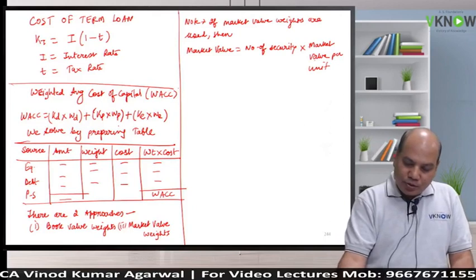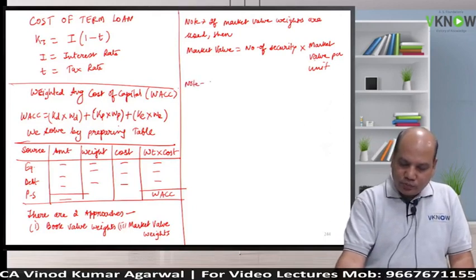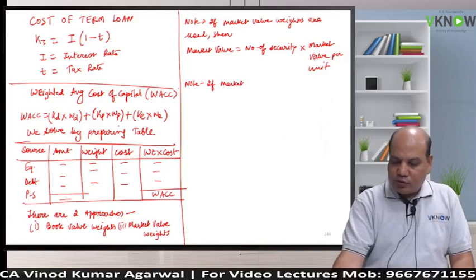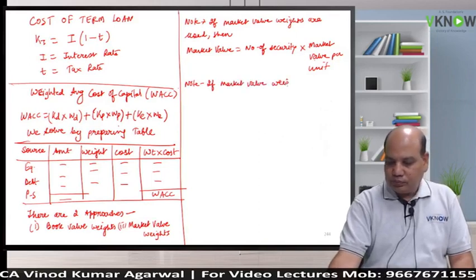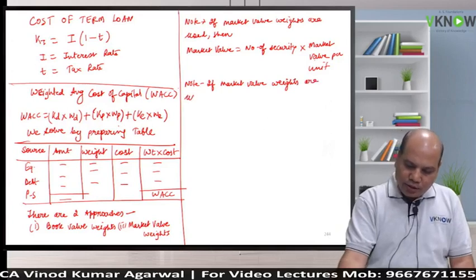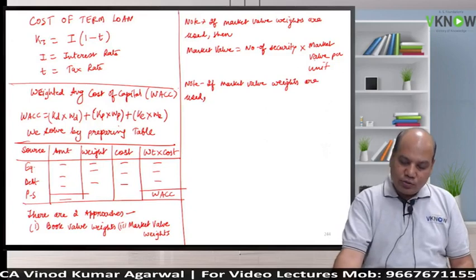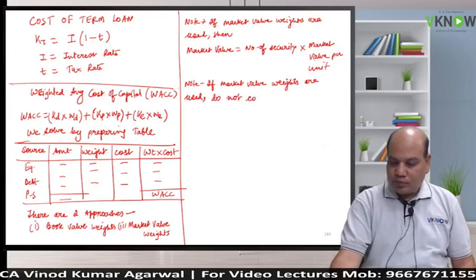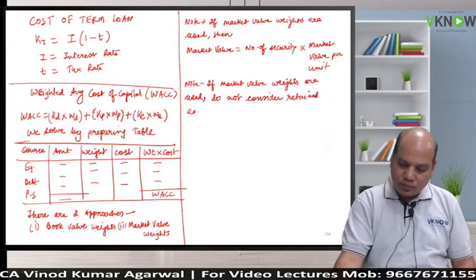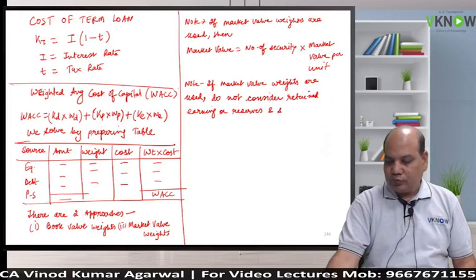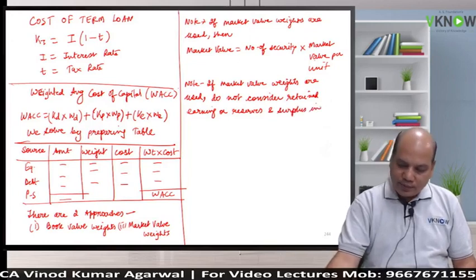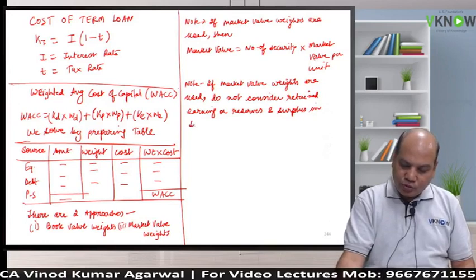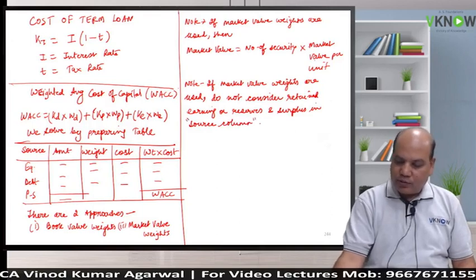Okay. Now write down the next note. If market value weights are used, do not consider retained earning or reserves and surplus in the source column. Are you writing? Yes, sir.